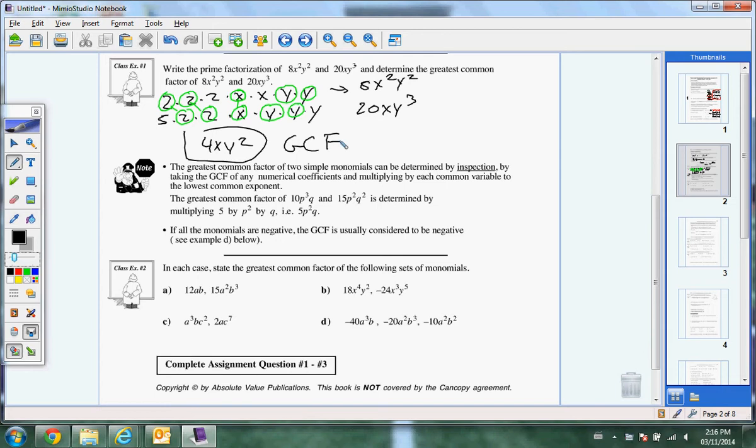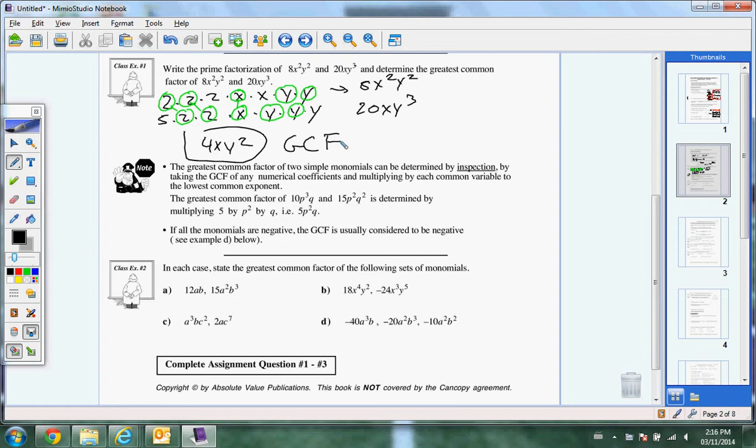Any questions yet? Okay. All right. So the greatest common factor of two simple monomials can be determined by inspection, just by trying to figure out what they have in common by the number. Like 10 and 15, they have a what in common? A 5. P3 and a P2, I always tell my students, what's the smallest P they have? The P2, that's what you can take out. So if this was a P9 and that was a P1, I can only take out a what? A P1. That's the smallest thing I can take out. So look for the smallest exponent they have in common.